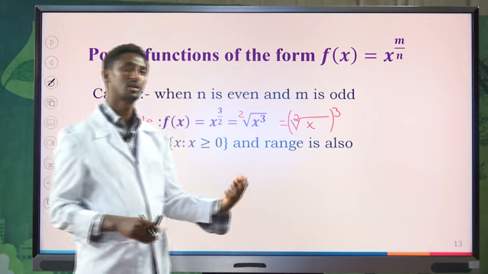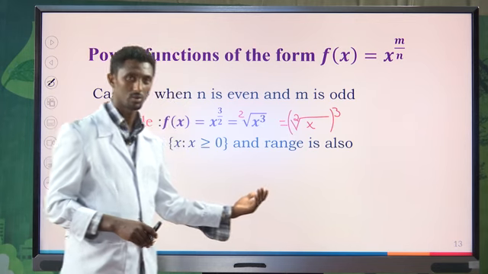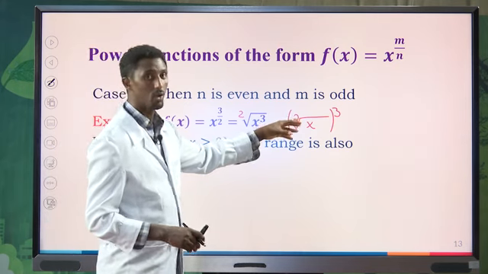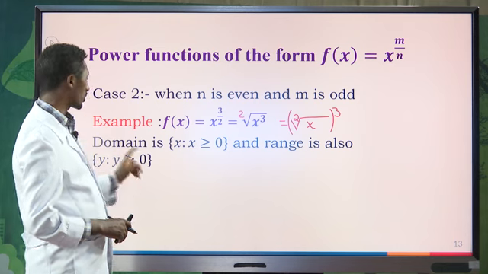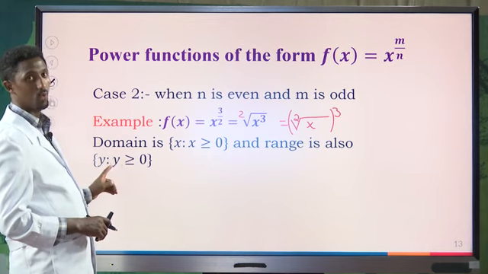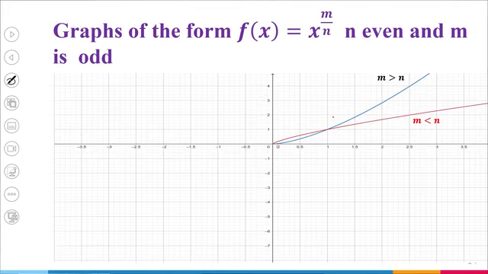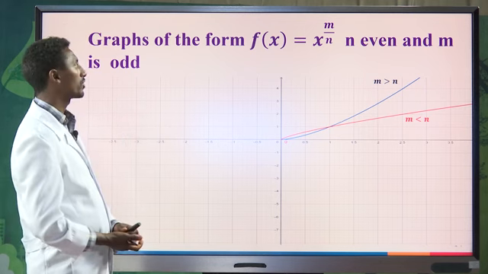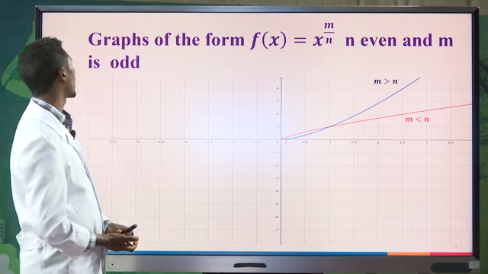The square root of a positive real number is a positive real number, and the square root of 0 is 0. So what could be the output, or the range? The cube of a non-negative real number is also a non-negative real number. So the domain is x greater than or equal to 0 and the range is also y such that y is greater than or equal to 0. And look at what the graph of power functions of the form f(x) = x^(m/n), where n is even and m is odd, looks like.